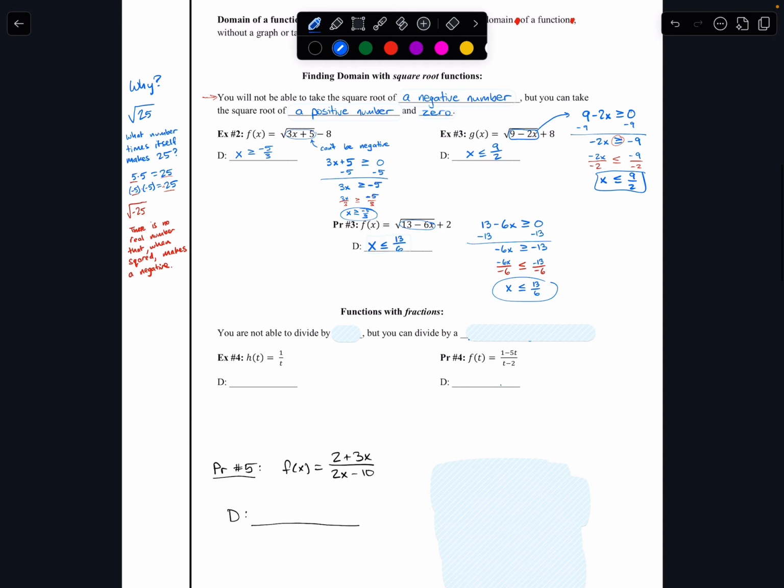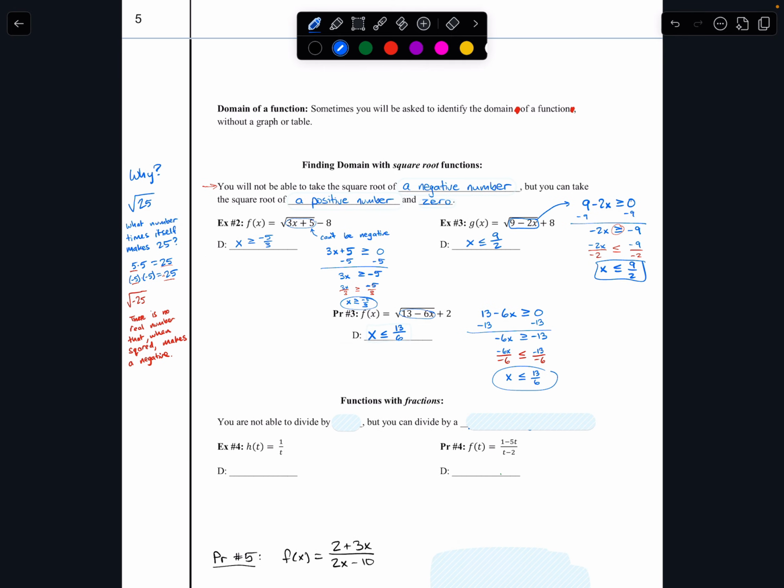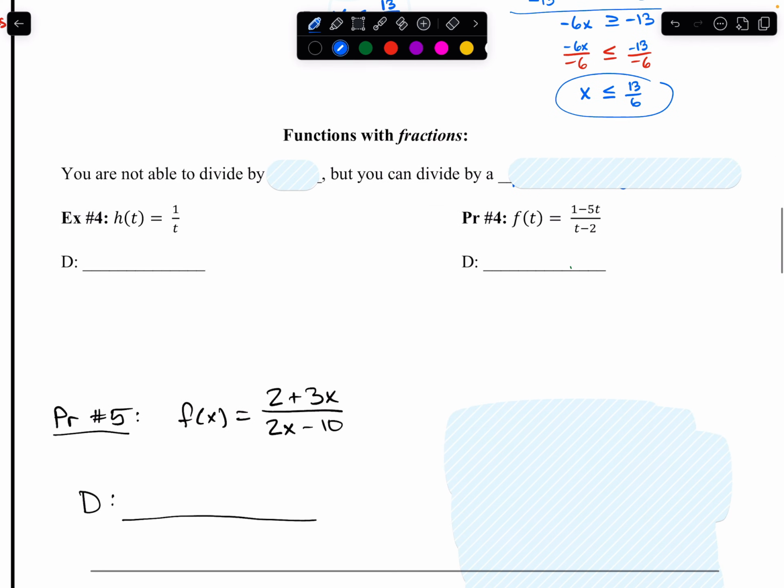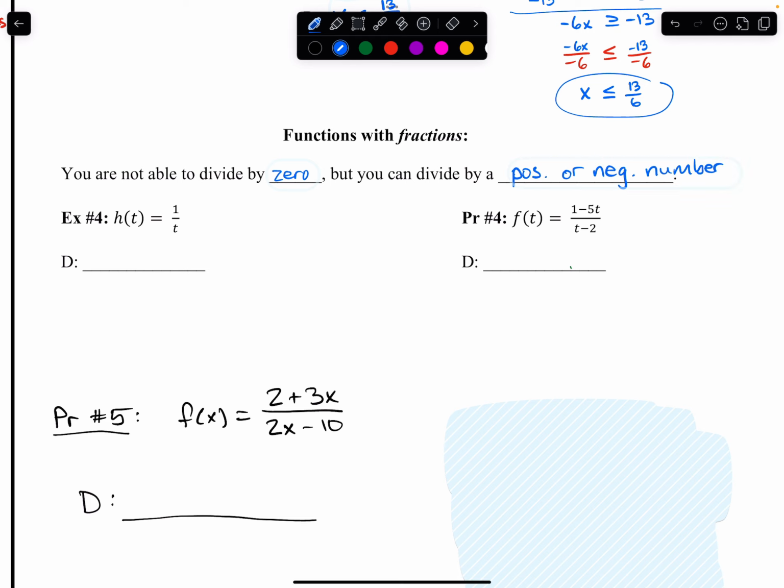All right, so that was the first rule that you need to know for domain. We cannot take the square root of a negative. The second rule that you should know is that we cannot divide by 0. That is a big no-no in math. Don't divide by 0, but you can divide by a positive or a negative number.